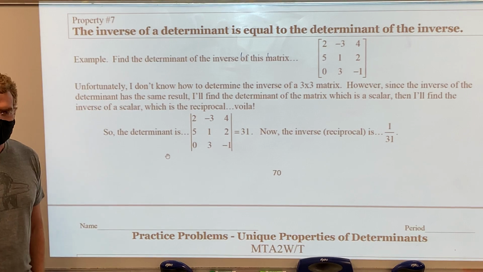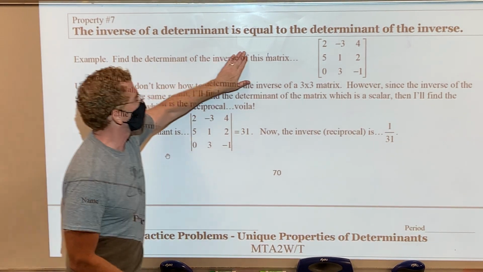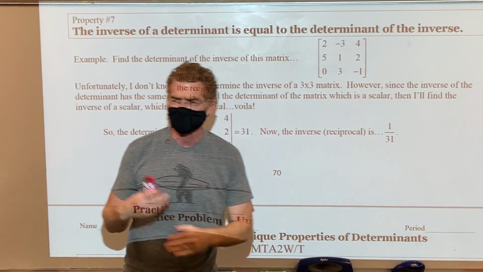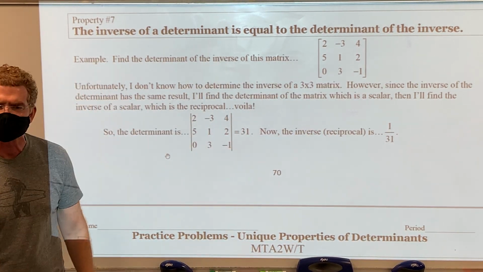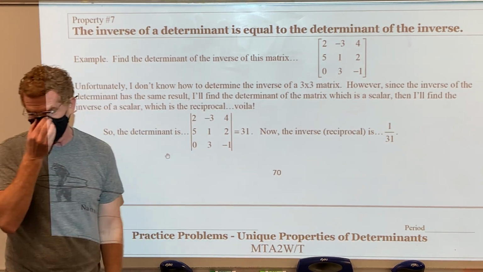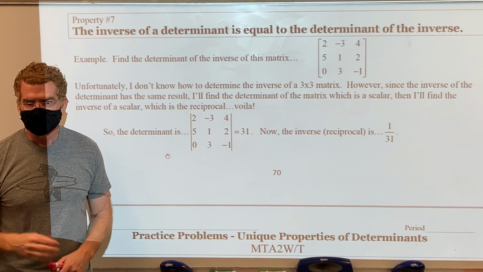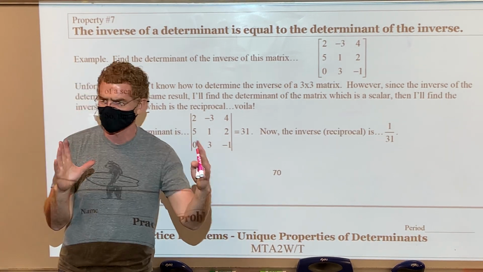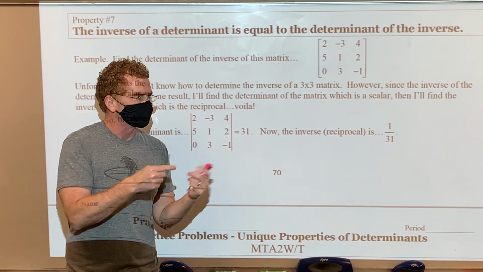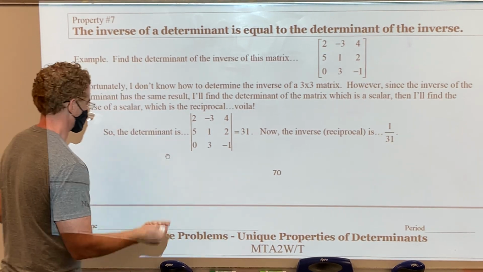However, they'll ask this question. They'll say, find the determinant of the inverse of this. Now, English, if you read the English correctly, what is it asking you to do if it says find the determinant of the inverse? Sounds like they're asking you to do what first? Find the inverse, and then once you get that inverse, take the determinant of it. Problem is, you don't know how to find an inverse. And guess what? Let me show you.